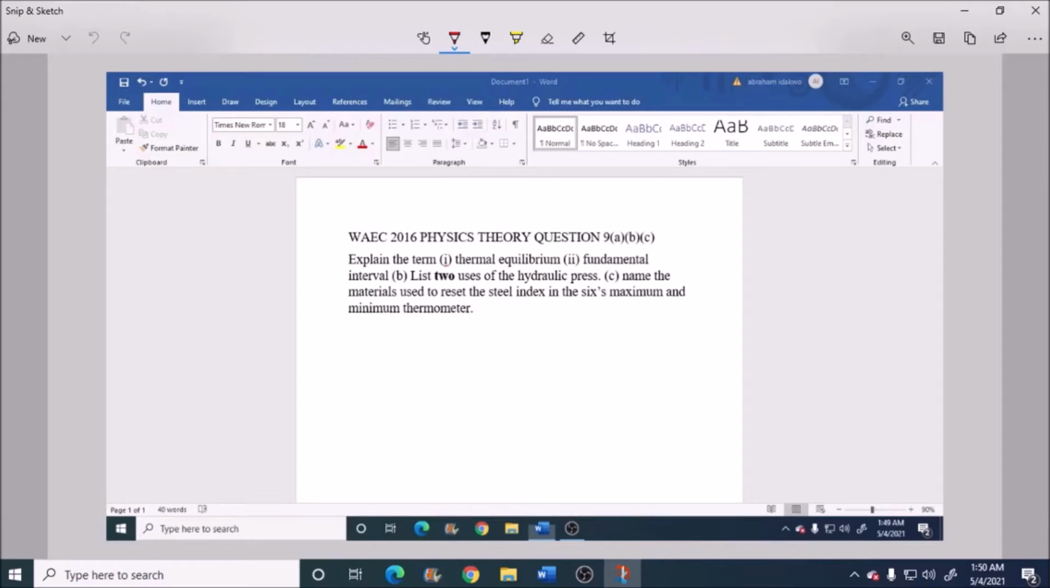Explain the term thermal equilibrium. Fundamental interval. B. List 2 uses of the hydraulic press. C. Name the materials used to reset the steel index in the six maximum and minimum thermometer. Okay, now let's begin with thermal equilibrium.